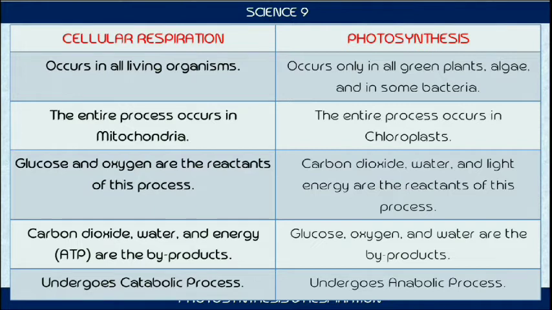Glucose and oxygen are the reactants of cellular respiration, while carbon dioxide, water, and light energy are the reactants of photosynthesis. Cellular respiration has carbon dioxide, water, and energy or ATP as byproducts. On the other hand, the byproducts of photosynthesis are glucose, oxygen, and water. Cellular respiration undergoes a catabolic process, while photosynthesis undergoes an anabolic process.